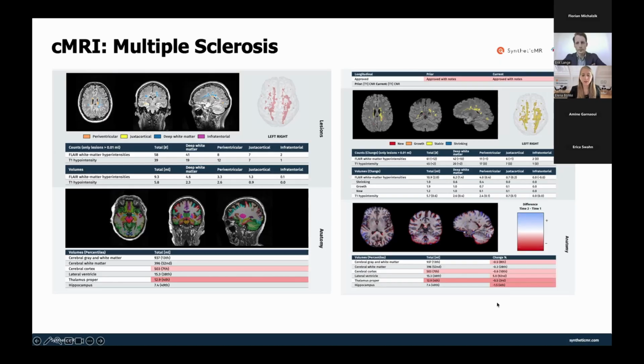You can also see the progression of the atrophy over time, so not only one time point, but then also whether the progression is abnormal or not.